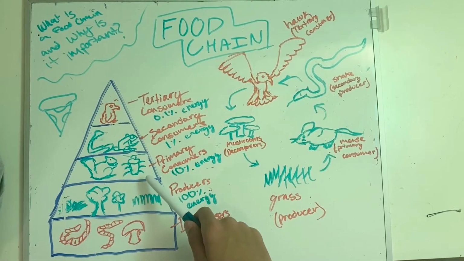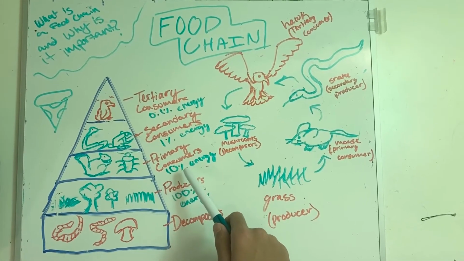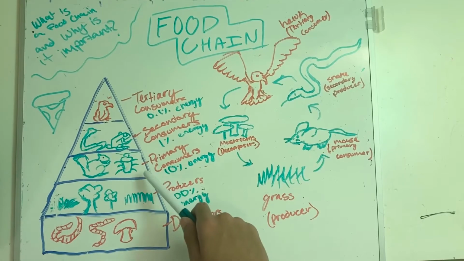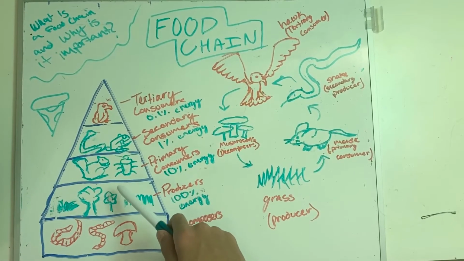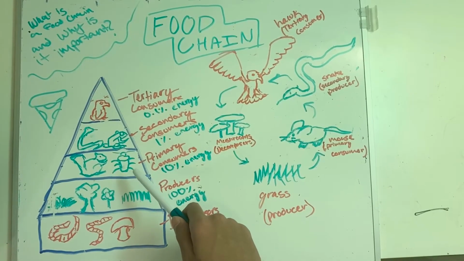The primary consumers directly consume the producers and only get 1/10 of the energy that the producers make. These organisms consist of squirrels or mice or even insects such as beetles or caterpillars.